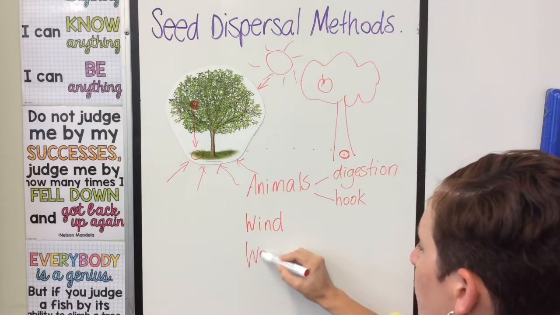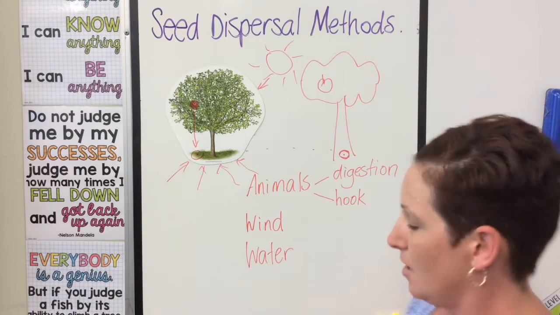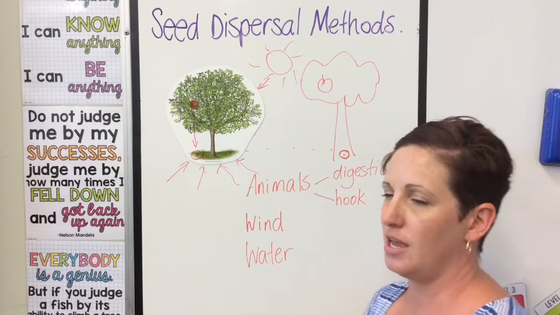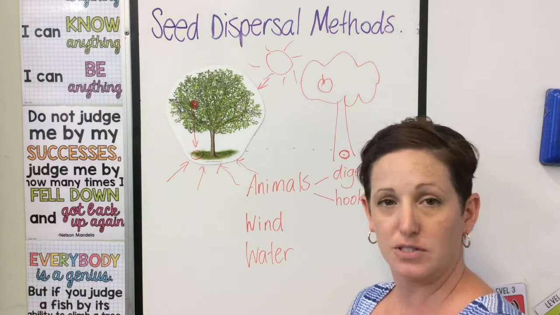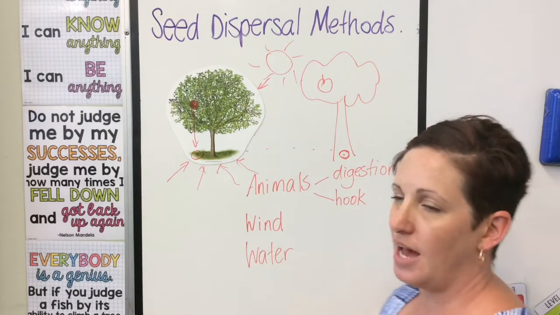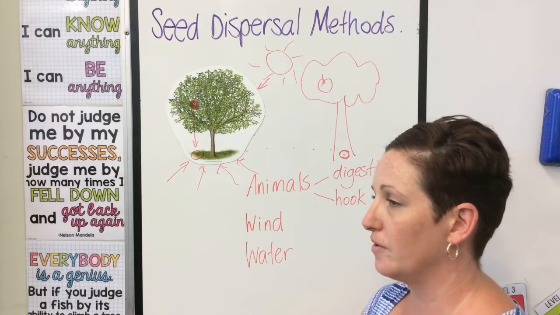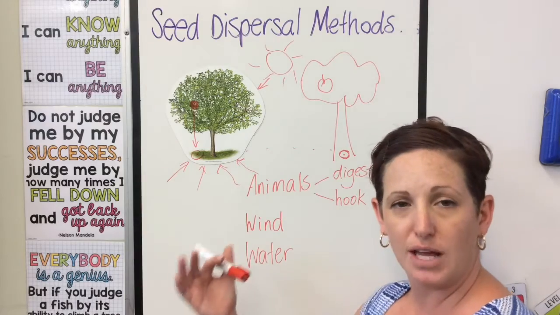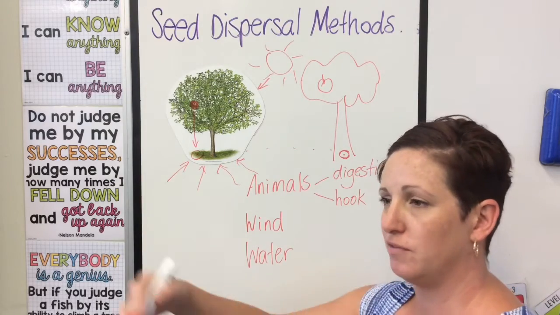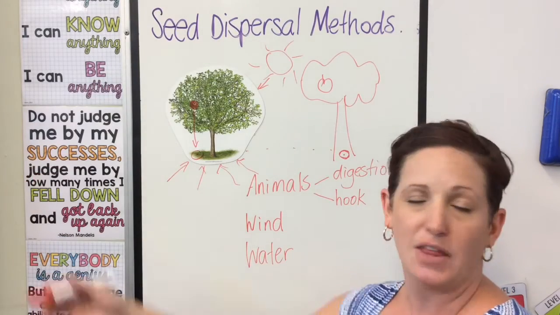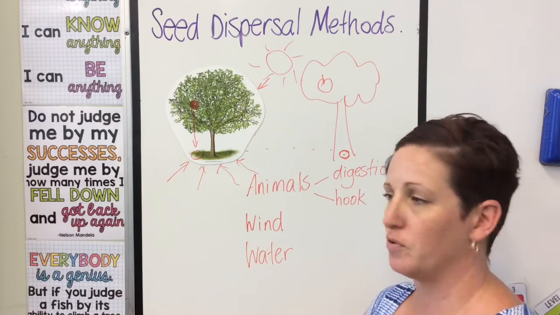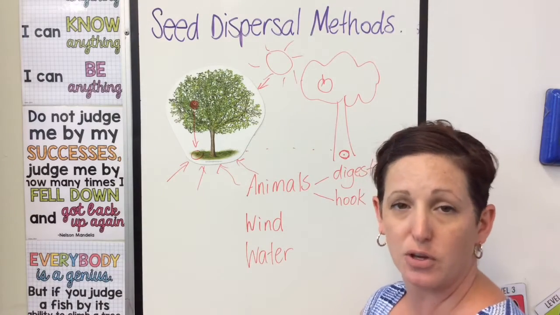Now, there's also the water dispersal method. This is done by either a fruit or a seed that can float. So these seeds might need to float far away to be dispersed somewhere else. So think of maybe a coconut. It might fall out of the coconut tree, roll down the beach and float down to another island or a beach further down for it to wash up on shore and grow another coconut tree.